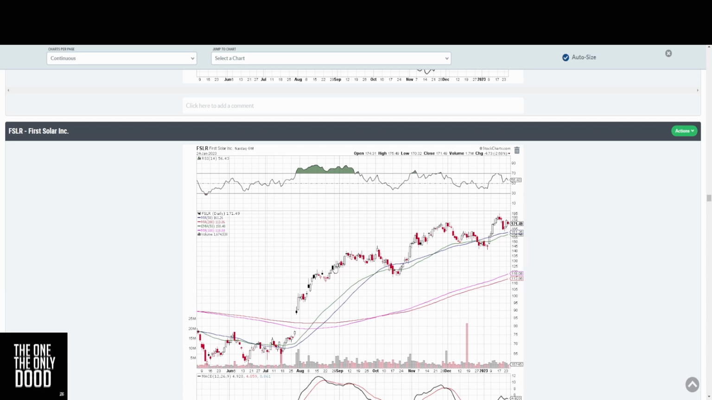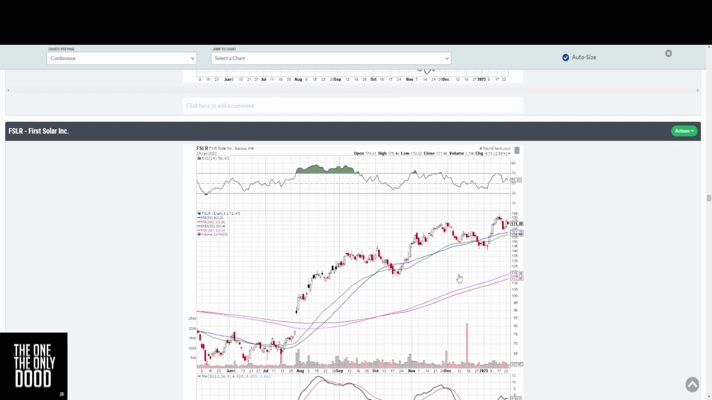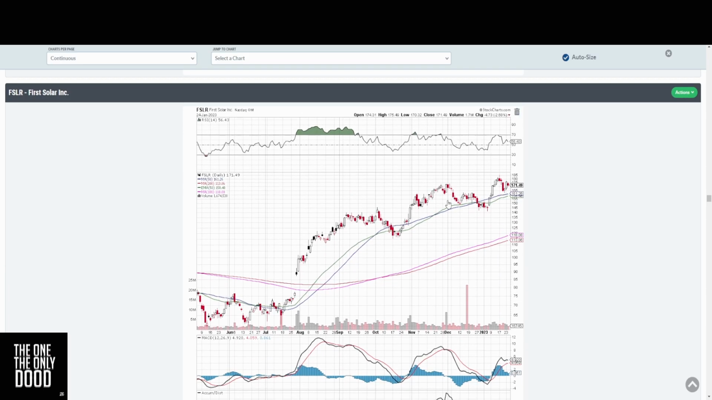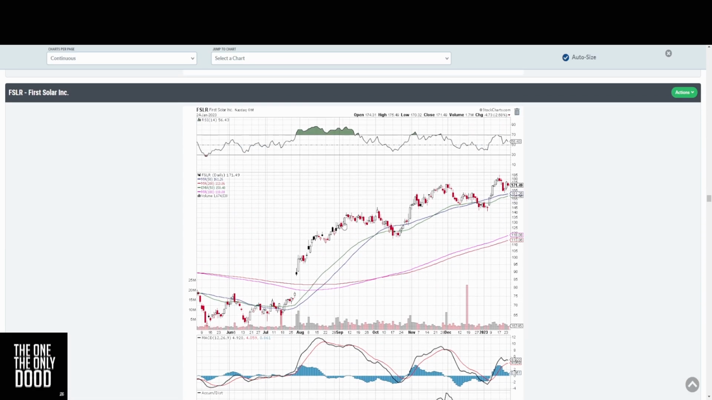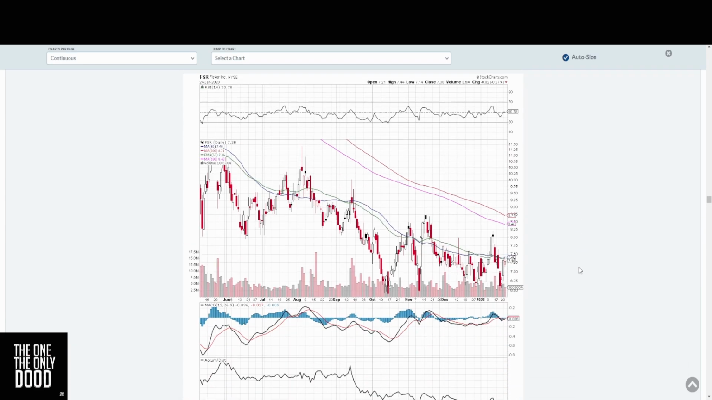We went over FSLR in our previous video. This thing is so bearish, guys. Oh my god, this thing is just amazing. This is by far the best chart you could ever see. It's so beautiful. If you guys didn't see that video, it's my most recent video. It's awesome.